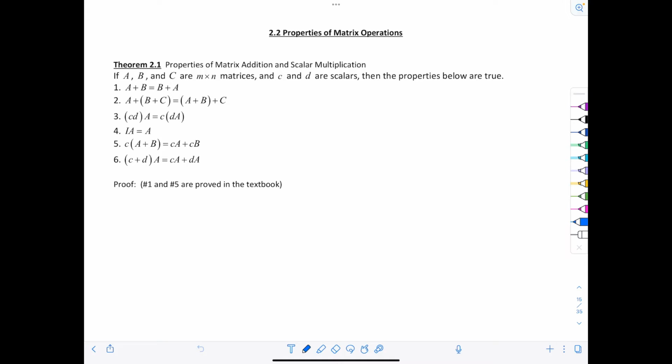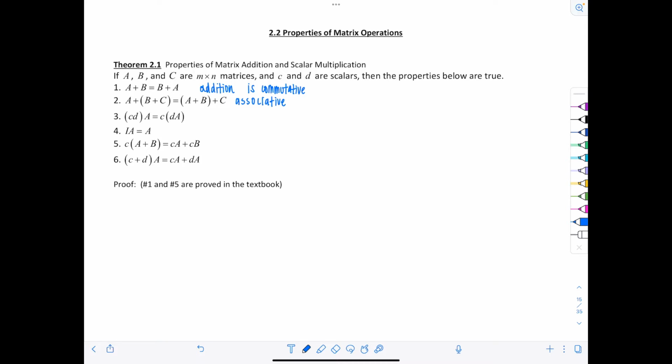If capital A, B, and C are m by n matrices, and c and d, notice those are lowercase, are scalars, then the following properties are true. Property 1: A plus B is equal to B plus A. What that's telling us is that matrix addition is commutative. Second property: A plus the quantity B plus C is equal to the quantity A plus B, plus C. This tells us that matrix addition is associative.